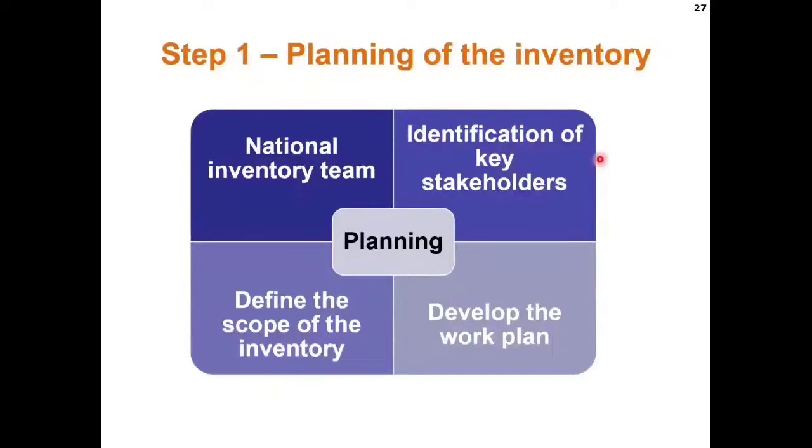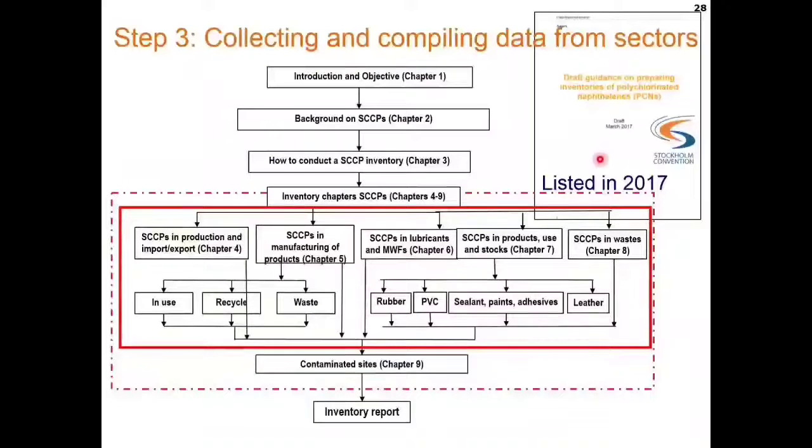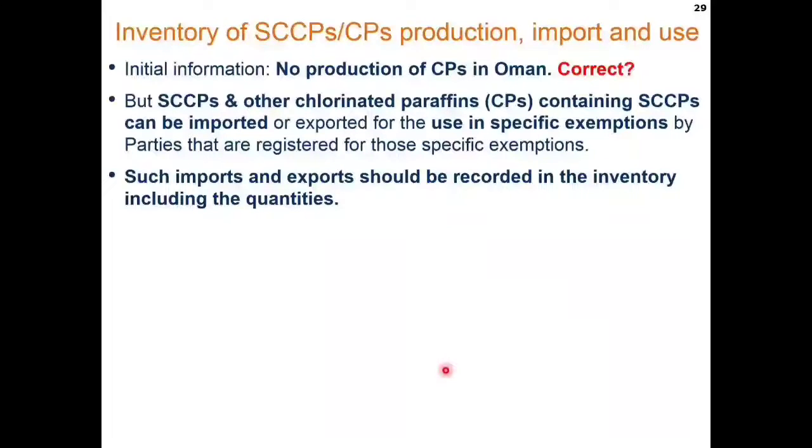Therefore, shortly to the inventory. First, planning the inventory, same as for PFOS: looking at the national inventory team, identification of key stakeholders, defining the scope of the inventory, developing the work plan. We have a detailed inventory guidance, so I recommend that you have a look at it, with different chapters about import, the use of chlorinated paraffin in manufacturing, then different products like lubricants, then other products and stocks, and chlorinated paraffins in waste and in contaminated sites.